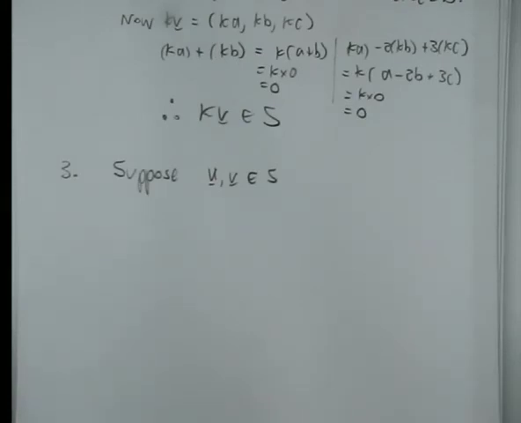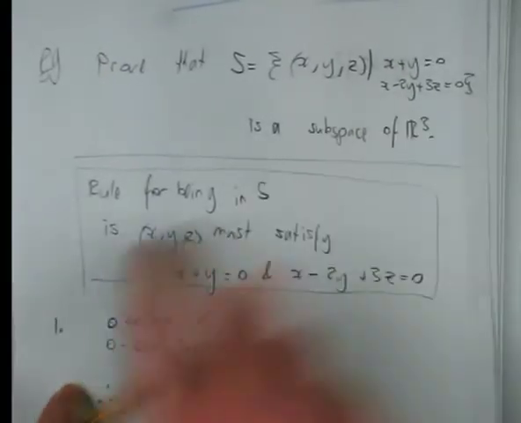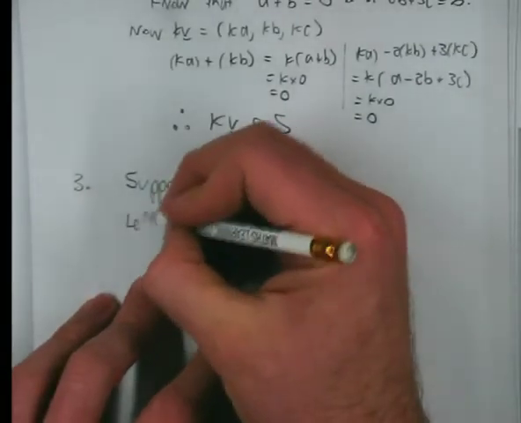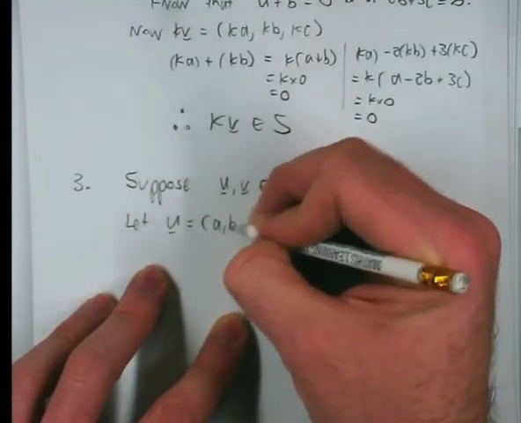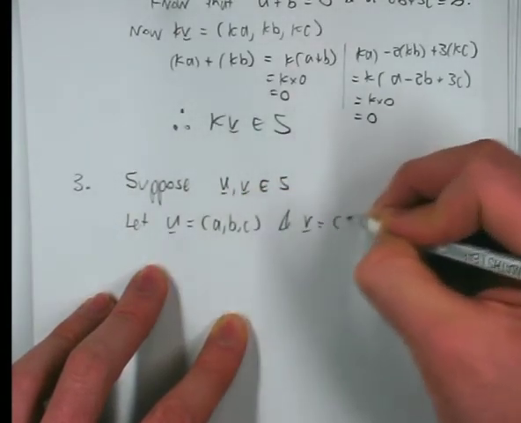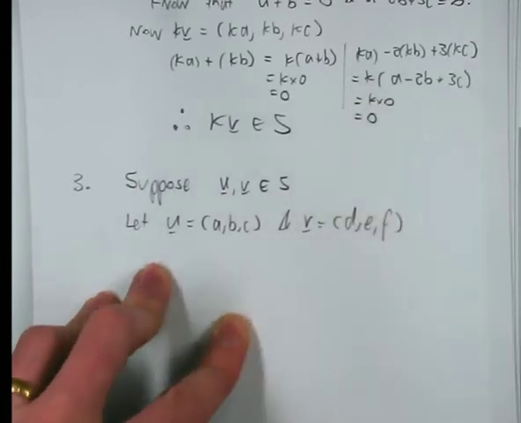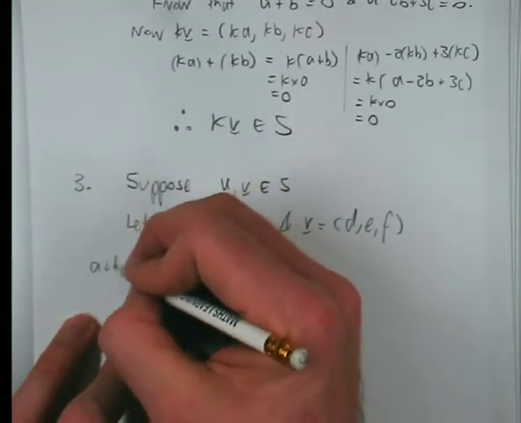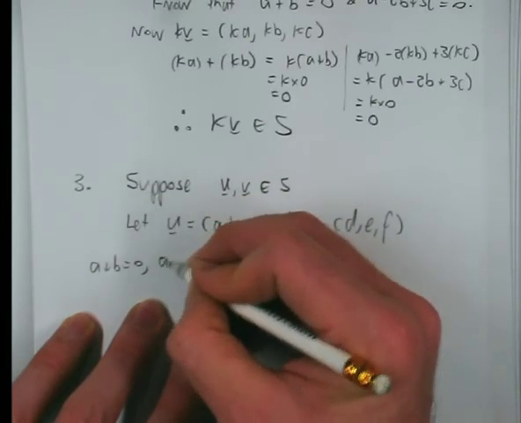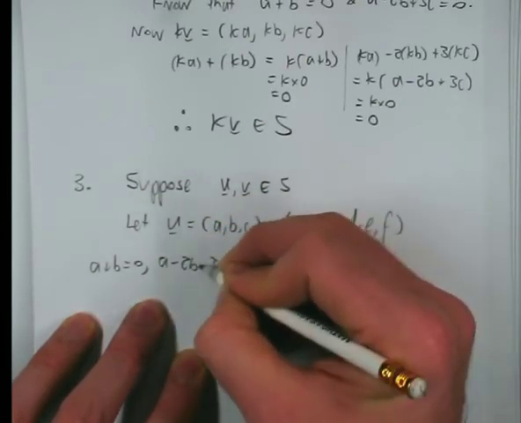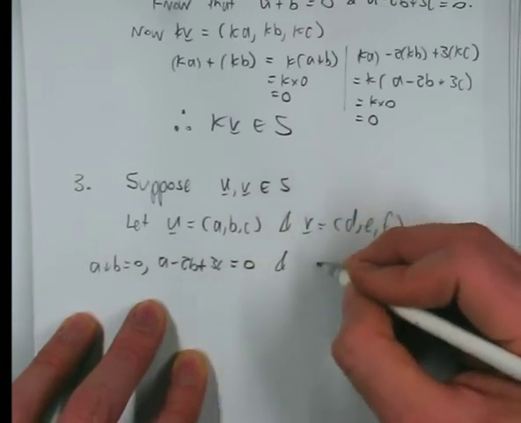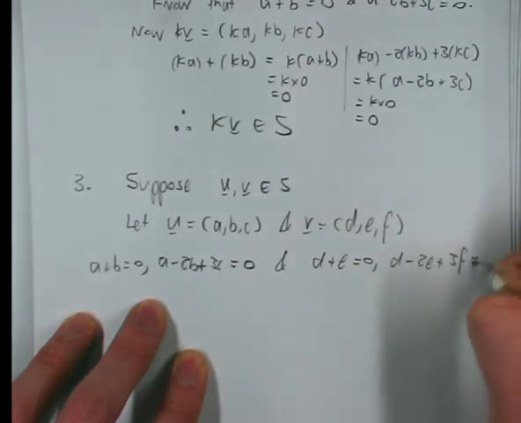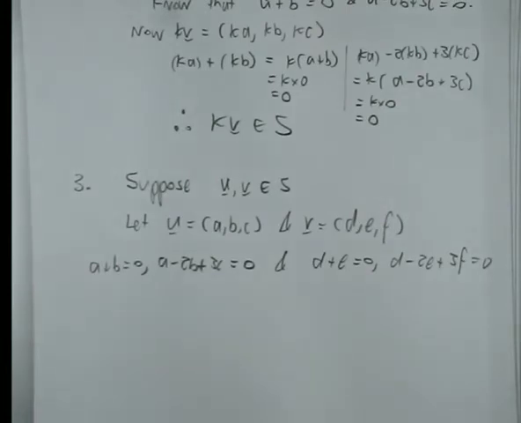And when we go look at the rule for being in S, we have to know the coordinates to use the rule, so we'll have to give them coordinates. Okay, so let U be equal to A, B, C, and V be equal to D, E, F. And then because of the rule for being in S, if I sub them into the equations, it'll work. So I'll get A plus B equals 0, and A minus 2B plus 3C equals 0. And I'll have D plus E equals 0, and D minus 2E plus 3F equals 0. And I know that those are true because I started with the fact that they are in S.